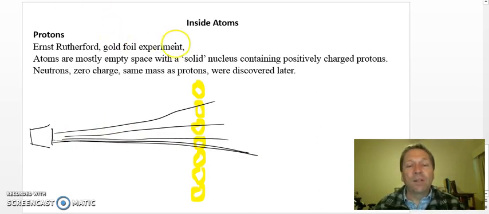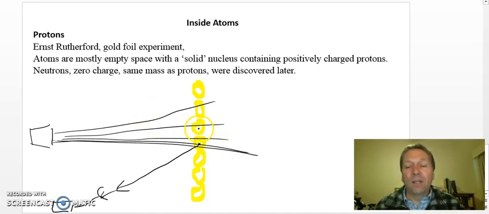But he noticed that some of the radiation was bouncing back like this. He had a detector over here and he didn't expect to find anything, but he just put his detector over there anyway to see what was going on. And the radiation was going into the detector and being detected. The reason they think this was happening is that there's a tiny little hard part in the middle, a solid part inside the atom.